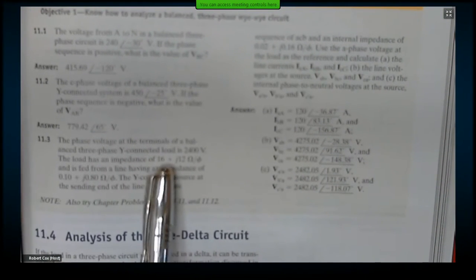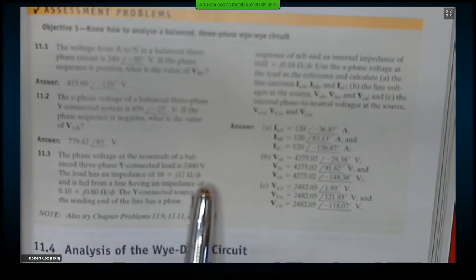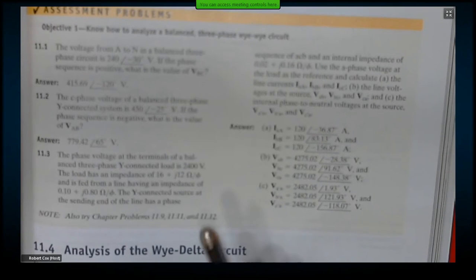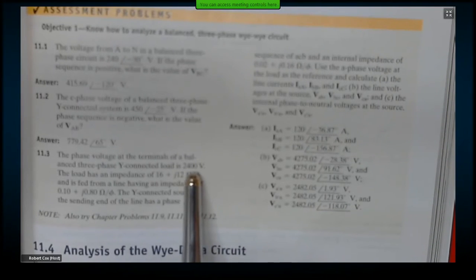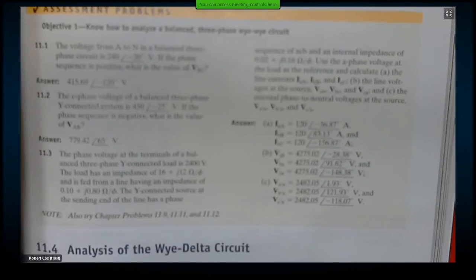The phase voltage at the terminals of a balanced three-phase Y-connected load is 2400 volts. Now, let's talk about this for a second. It's 2400 volts. This is, for the most part, an RMS value, not peak values. That's typically what we use in our analysis, because it makes our power equations easier. So most likely, we're going to assume that this is an RMS value.